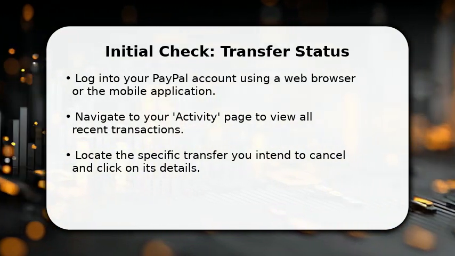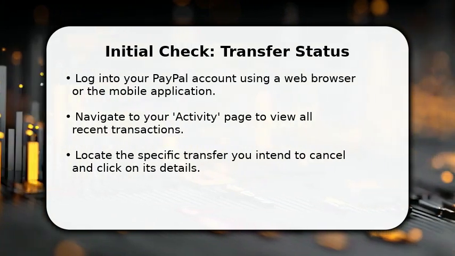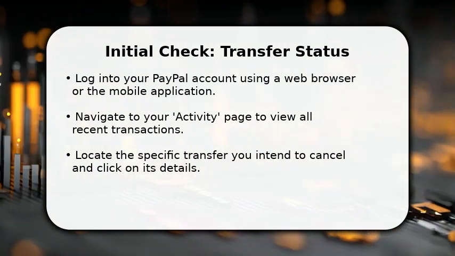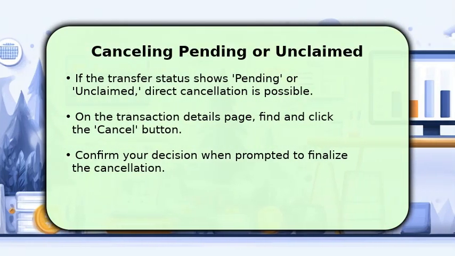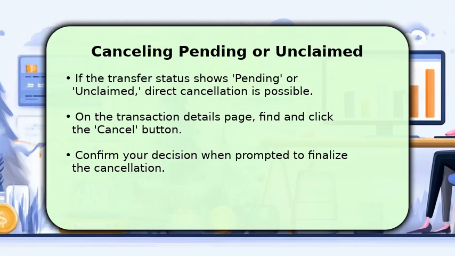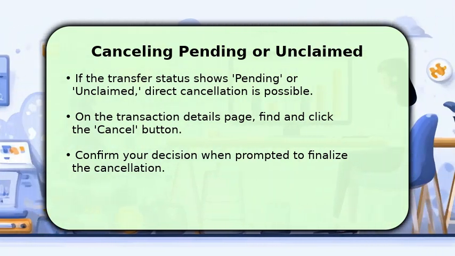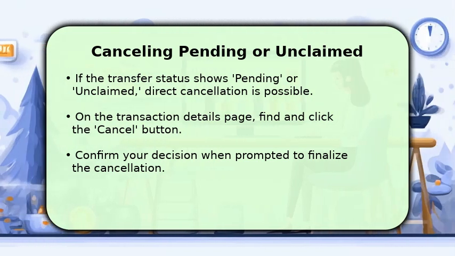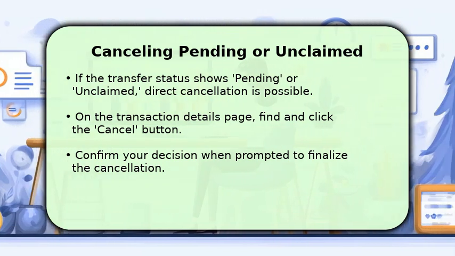This initial check is crucial for determining if a cancellation is even possible, as timing is everything with these requests. If the transfer status is pending or unclaimed, you are likely in a good position to cancel it. On the Transaction Details page, look for a Cancel button. Click on this to initiate the cancellation process. Confirm your decision when prompted to complete the action.